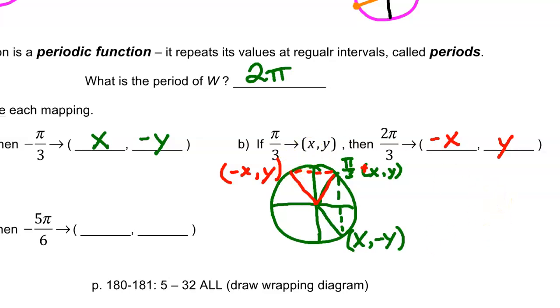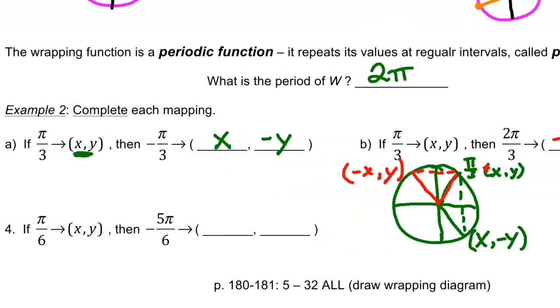Okay, so you try the last one here, number 4. See what you get. This one's a little more difficult because you've got to figure out how to get from pi over 6 to negative 5 pi over 6. Takes a little arithmetic to think about it.